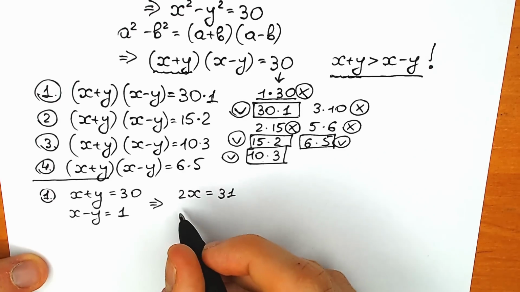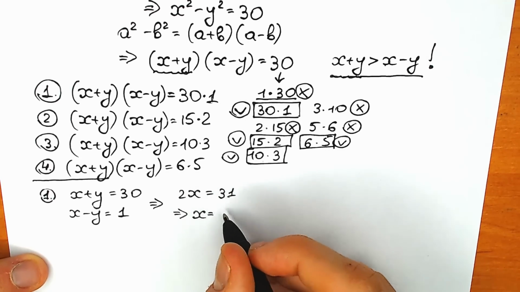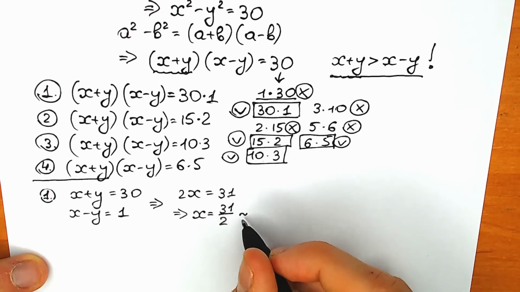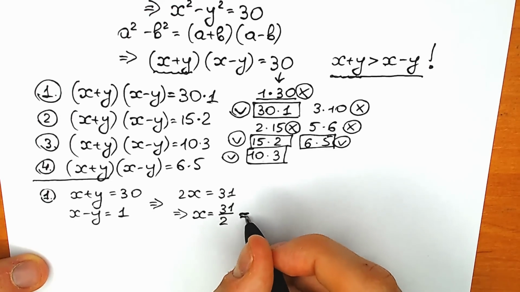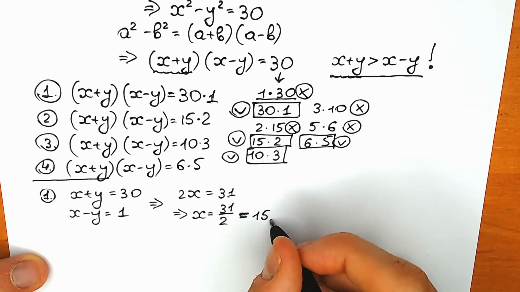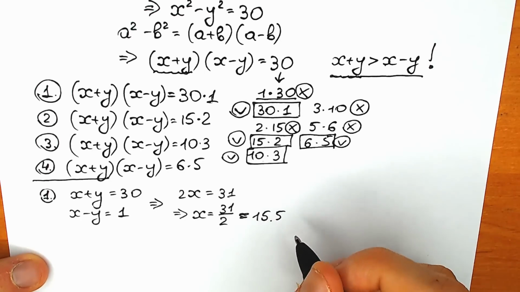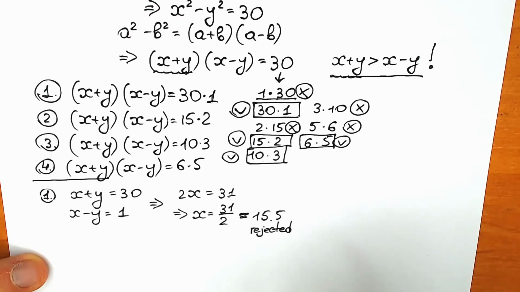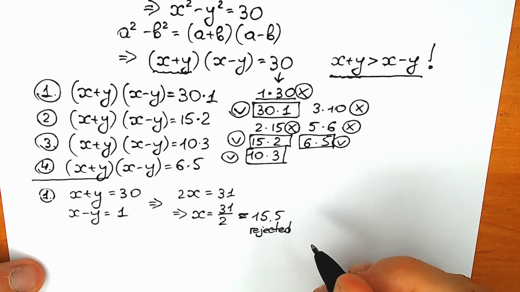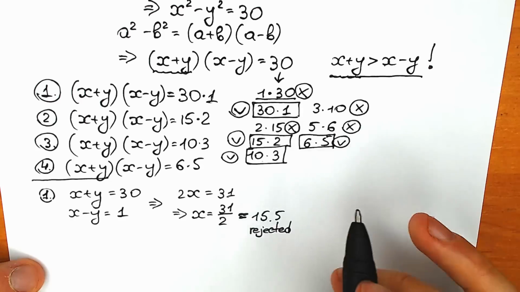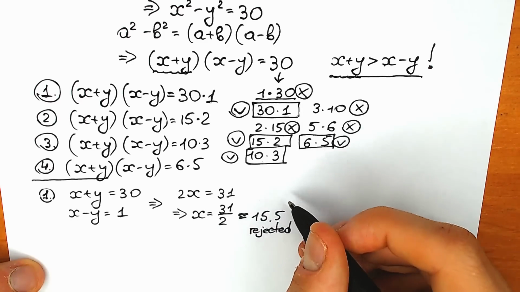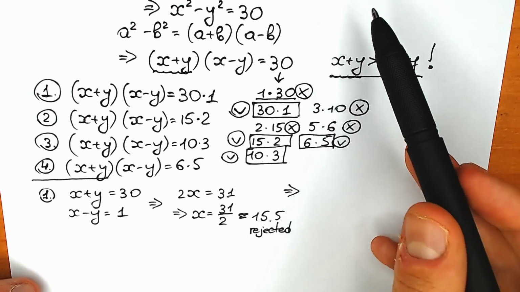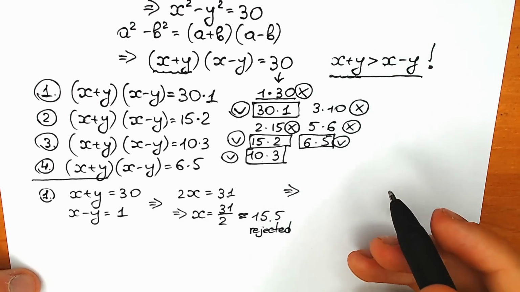And from here, we have that our x is equal to 31 over 2, or in terms of decimal, we can easily divide it. So we have 15.5. This is a non-natural number, so we reject this. But let's find our y real quick, because maybe someone needs to solve this question completely without any restrictions about natural numbers.